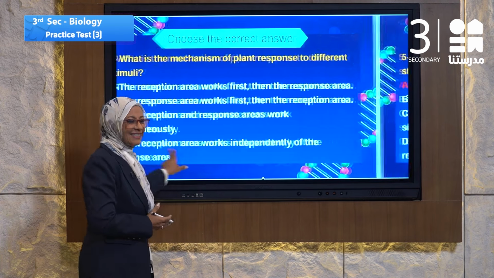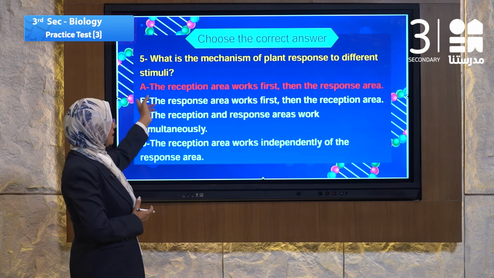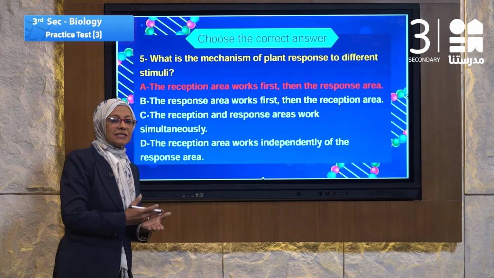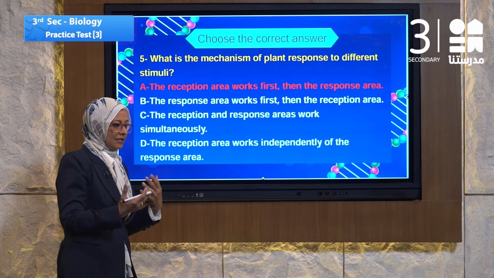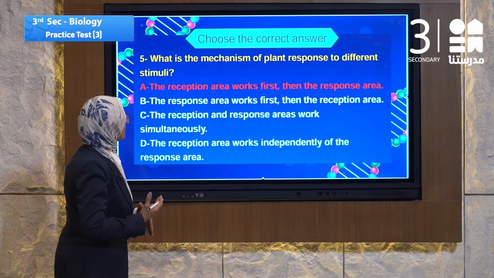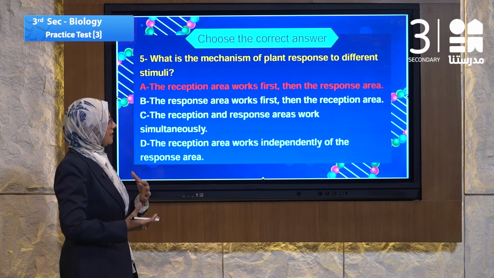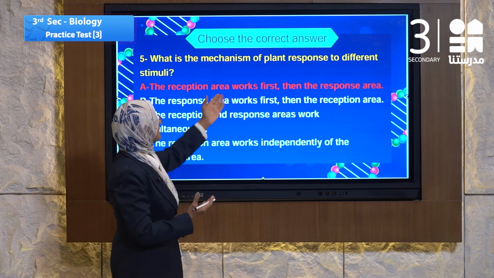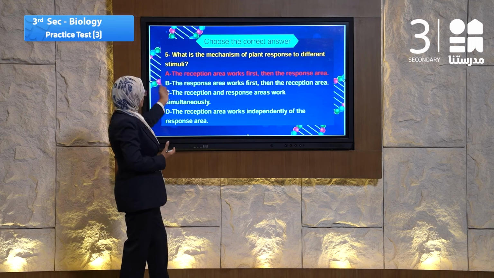Let's go to the answer. The answer is the first one. The reception area works first and then the response area. Yes, reception. The plant senses, makes sense, then responds. Those are the steps here, and the mechanism will be number A.